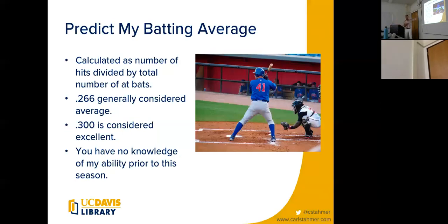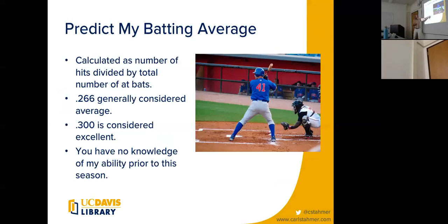Okay, we know from prior knowledge, notice prior knowledge, that generally speaking, .266 is considered an average, and .300 will be considered excellent, right? No one's batting .500, no one's batting 1,000, right? And that's prior knowledge from watching lots and lots of batters over lots of time, okay?